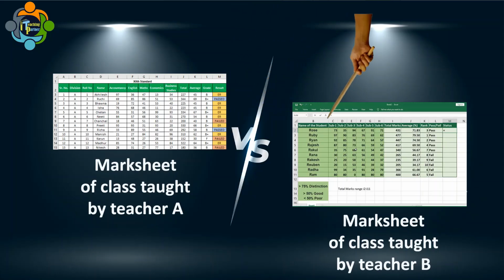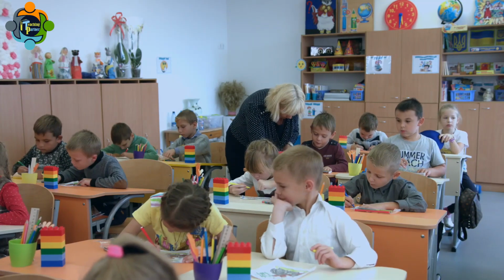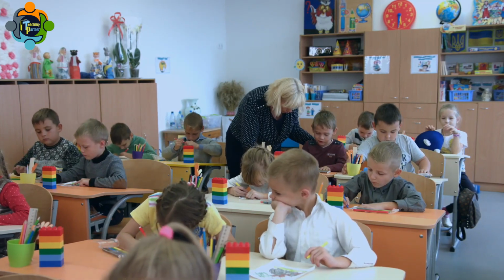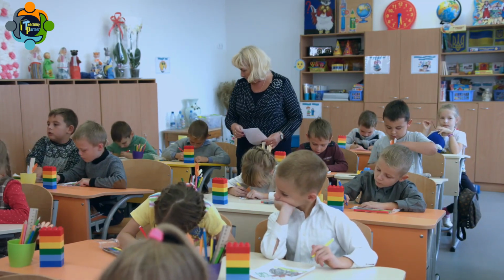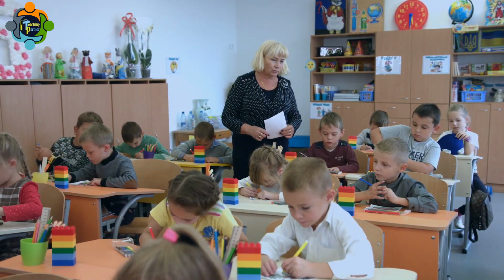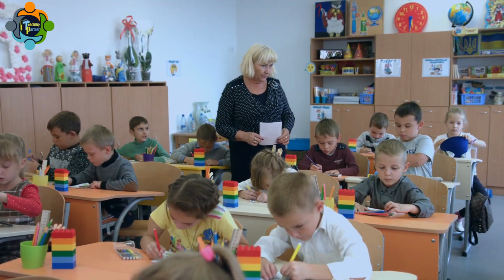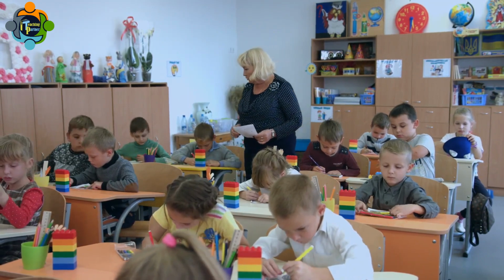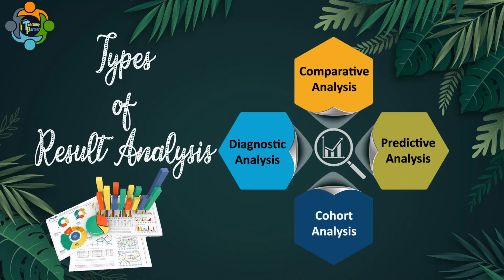Tracking test scores can be a way to measure teachers' progress as well. One way to measure a teacher's progress is to track the average test scores of their students and compare them to the scores of students in other classes or even other schools. But remember, it is important to note that test scores alone do not provide a complete picture of teachers' progress. Other factors, such as the teacher's ability to engage students and provide support to struggling students, should also be considered. There are different types of result analysis.